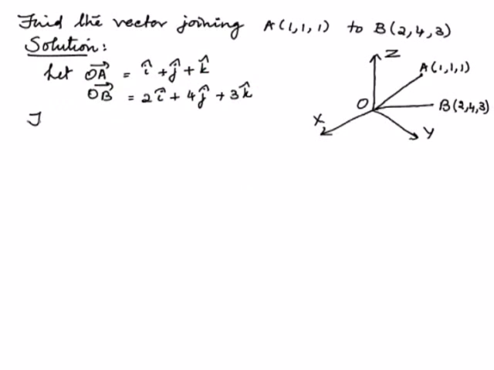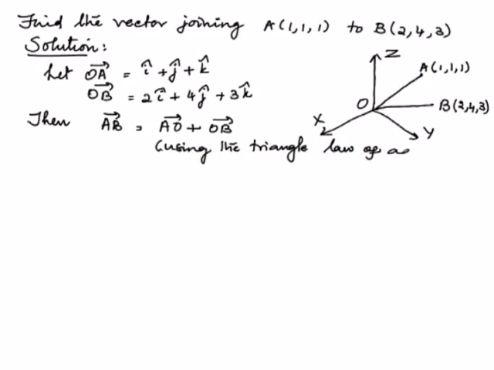Then AB vector is equal to AO vector plus OB vector. The clue is always start from A and end with B when you are asked AB. We can have any intermediate points in between. So A, B, start from A, end with B. So here the intermediate point is O. So it is AO plus OB by the triangle law of addition.